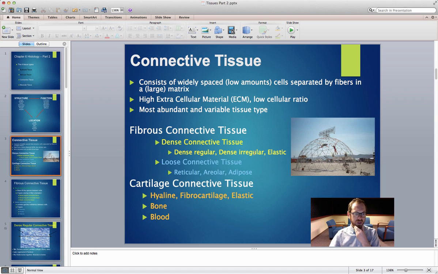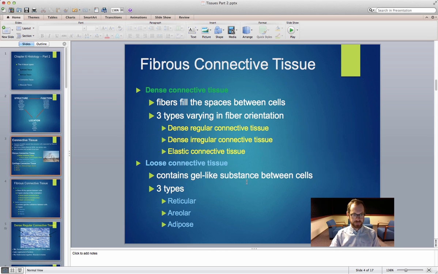We're going to talk about two types of connective tissue. We're going to have fibrous connective tissue, and then we're going to have cartilage connective tissue. Now, we're really going to skip over cartilage in this lab. We're going to come back to it later in the semester, but do realize that cartilage is a connective tissue. Today we're going to focus mostly on two types of fibrous connective tissue. The first is dense connective tissue, which is made up of dense regular, dense irregular, and elastic connective tissue. And then we're going to have loose connective tissue, which is made up of reticular, areolar, and adipose tissue.